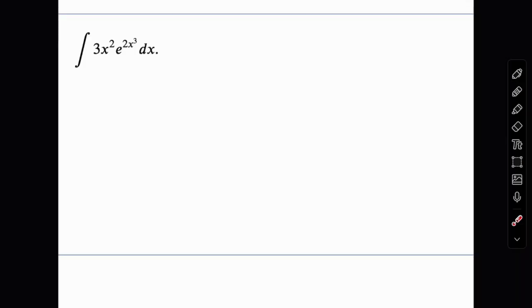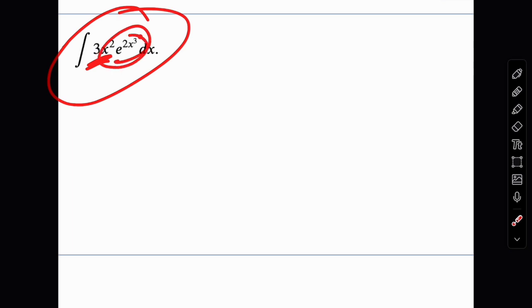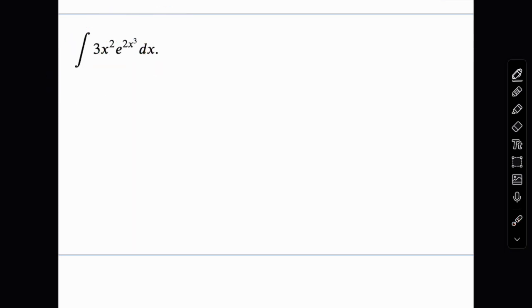Alright guys, now what if we've got an exponential function? What do we do then? So we've got the integral here of 3x squared times e to the 2x to the power 3. Now what do we do? So what we're going to do here is, again, simplify this as much as possible. So I'm going to say let u equal 2x to the 3, and let du equal 6x squared dx.